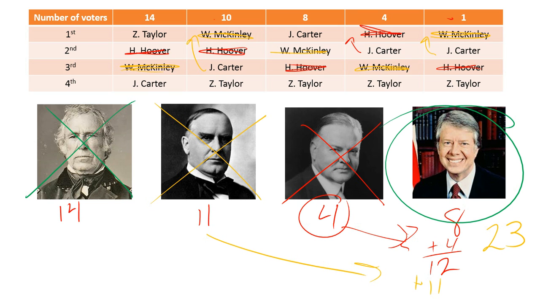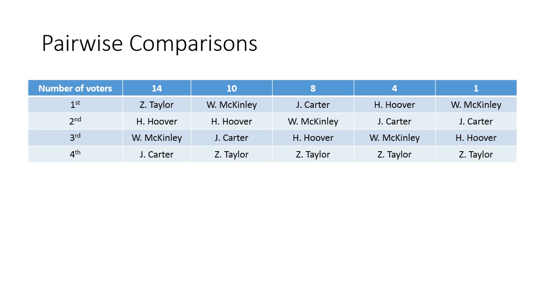Instead of having to do an election over and over again, you just do one, and you can figure out who wins, even if they don't have over 50% of the votes. Now, pairwise comparison is the second one that we're looking at.